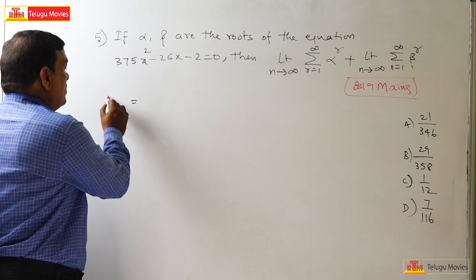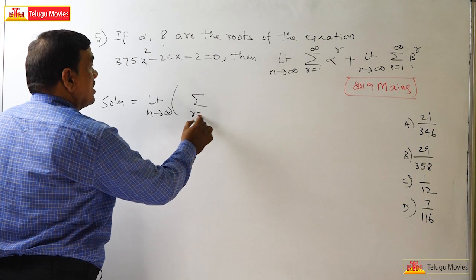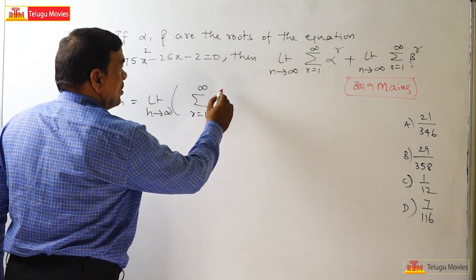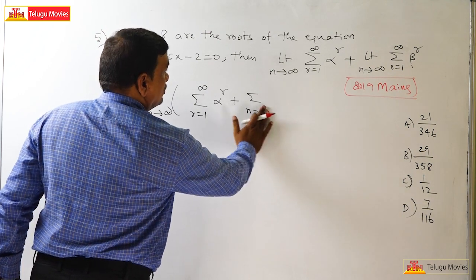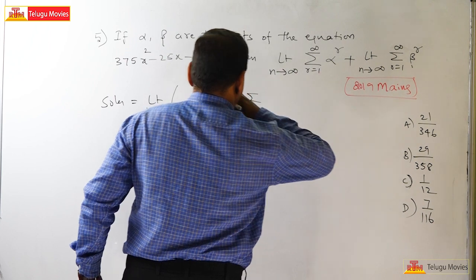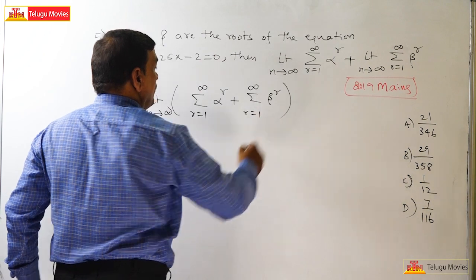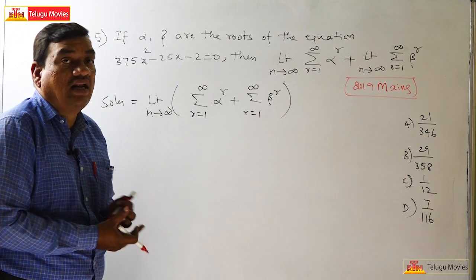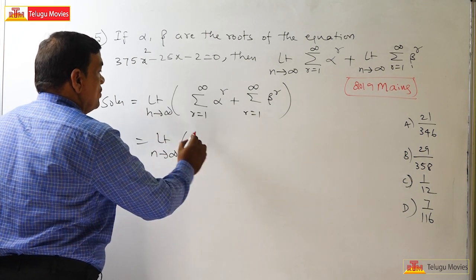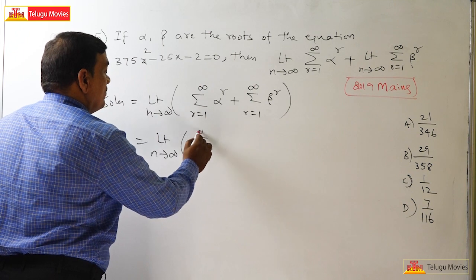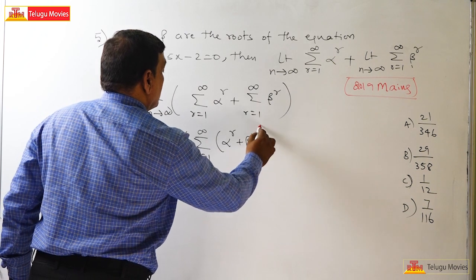So by properties of limit, we can write that as the limit n tends to infinity of sigma r runs from 1 to infinity alpha to the power of r, plus the limit n tends to infinity of sigma r runs from 1 to infinity beta to the power of r. First of all, that means we can make it as a single limit. Again, by the properties of this sum notation, we can write sigma r runs from 1 to infinity of alpha power r plus beta power r.